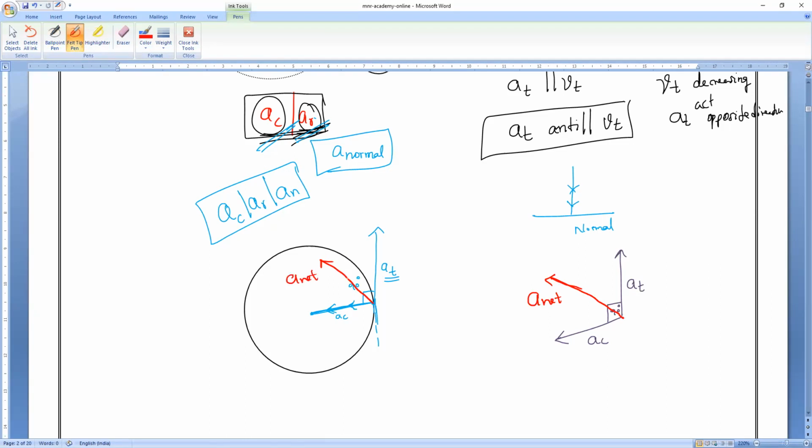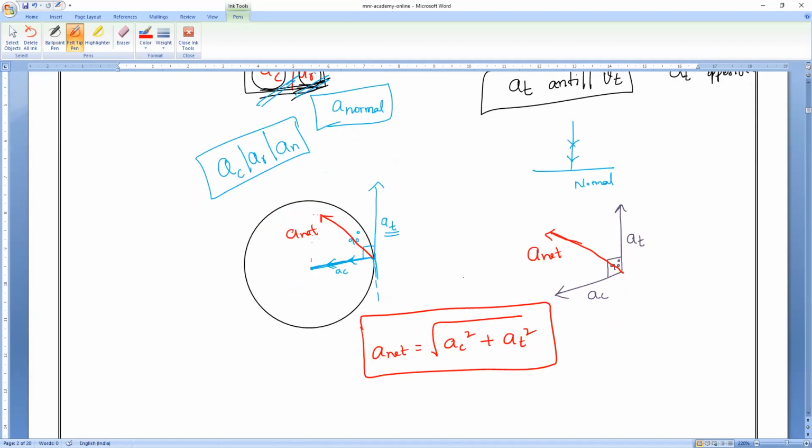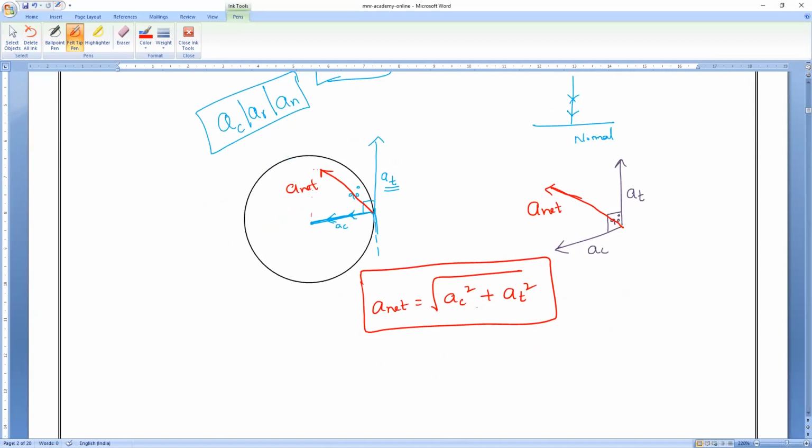If I imagine the parallel shift method, it will form a triangle. So if I apply the Pythagoras theorem, A net is equal to the square root of the square of centripetal acceleration plus the square of tangential acceleration. This is what we call net acceleration. I hope you all understand.